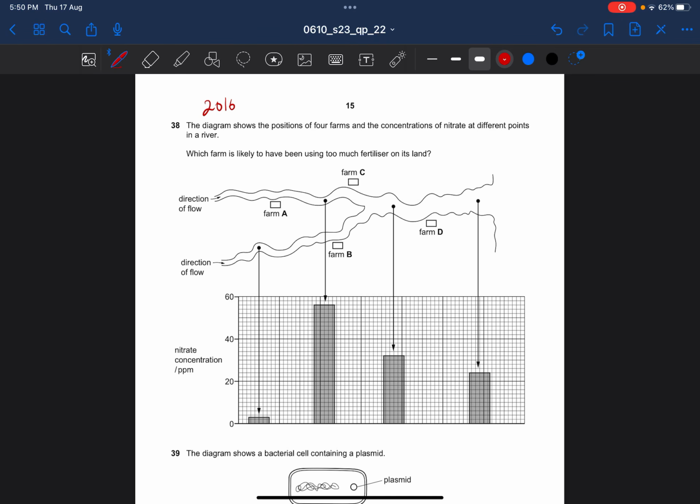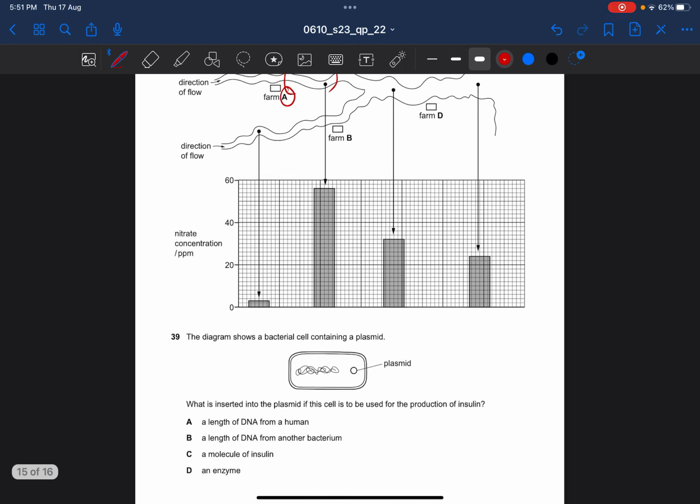So you can see that suddenly, right, from C, there is a spike, meaning at farm C they only started to detect it, and farm A is just here. So it's got to be between this part. So they say which farm has likely been using too much fertilizer on its land? So the answer is A. Just very straightforward.